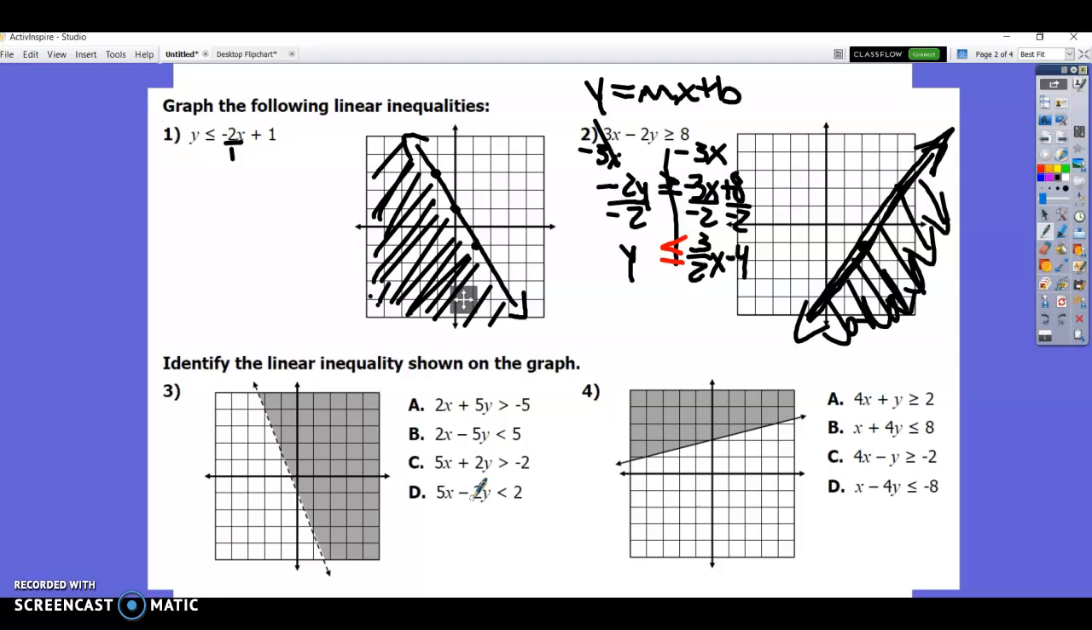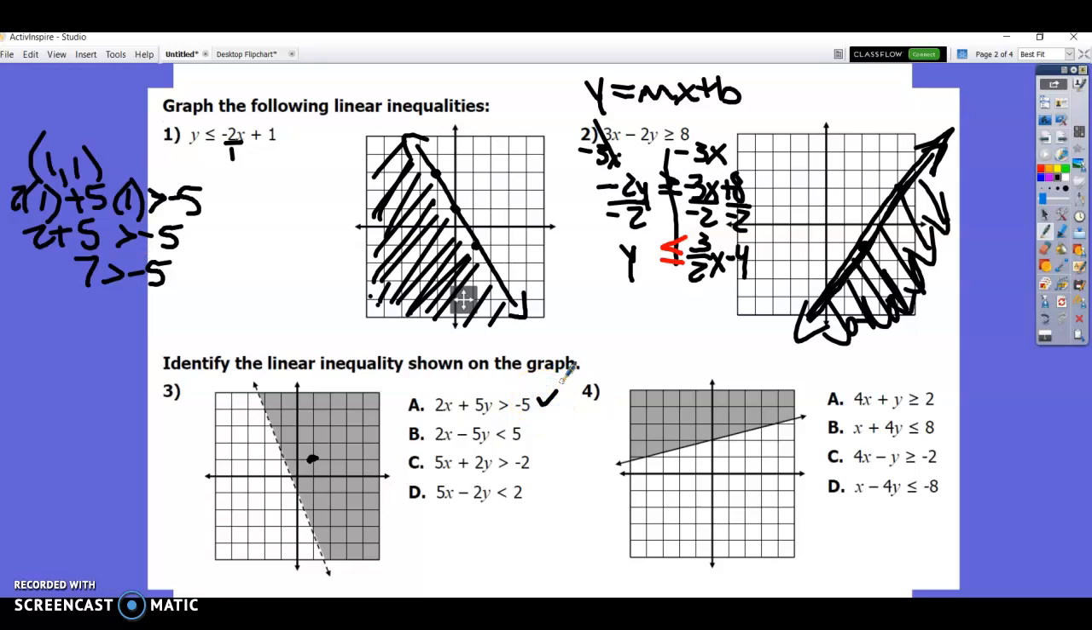All right, so the first thing I'm going to do is let's pick (1, 1). If we pick (1, 1), what I'm going to do is just plug it in to see what I get. So I'm going to have 2 times 1, just plug in the x and y, both are going to be 1, plus 5 times 1. Is that greater than -5? So 2 plus 5 is greater than negative 5. Is 7 greater than negative 5? The answer is yes. That one works.